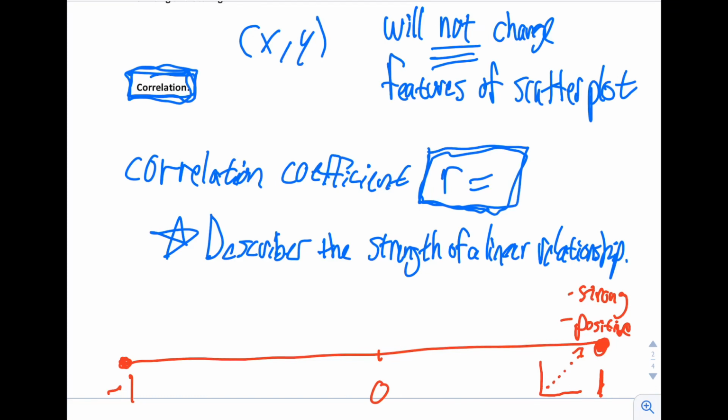Now on the other end, an r value of -1 is equally strong. The only difference is this association is in the negative direction. If I drew an example scatter plot down here, these points form a straight line if they were at exactly -1, and they go in the negative direction. The association is negative.